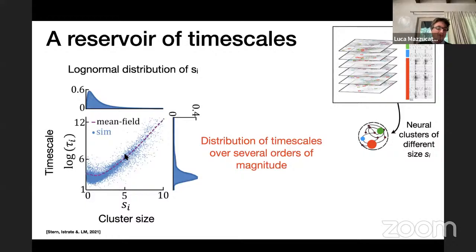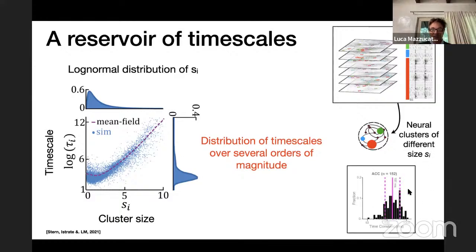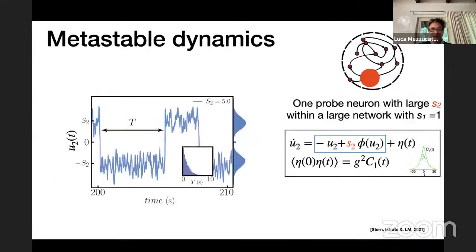I'll go faster. Okay, so how do we do that? Well, we take a distribution of self-couplings. For example, we take a log normal distribution of self-couplings here on the top, and what we find is a long tail distribution of the log of the timescales, which kind of matches the heterogeneous distribution of autocorrelation functions from the Wallis lab.